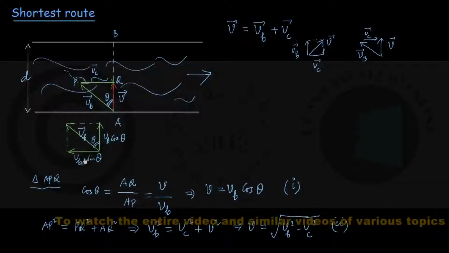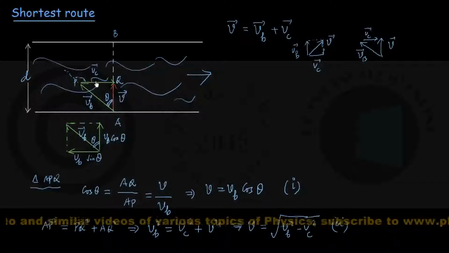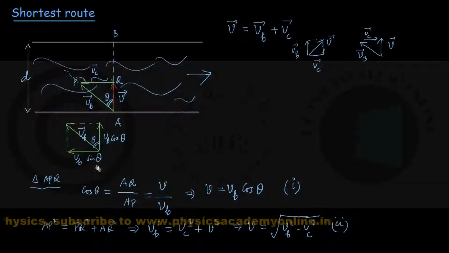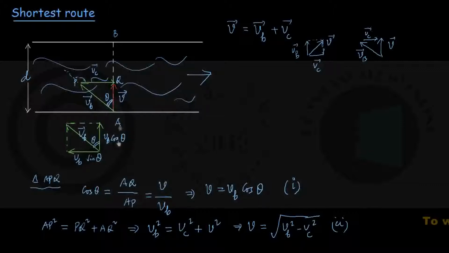And you can see here this VB sin theta, that is along the bank in the upstream direction, is exactly anti-parallel to the VC vector. So this VB sin theta is actually cancelling out VC, because these two vectors are equal in magnitude but opposite in direction. In such a case, they would cancel each other out, and we're left with only VB cos theta, and that is the only velocity that takes the boat from A to B. So actually VB cos theta is nothing but V.